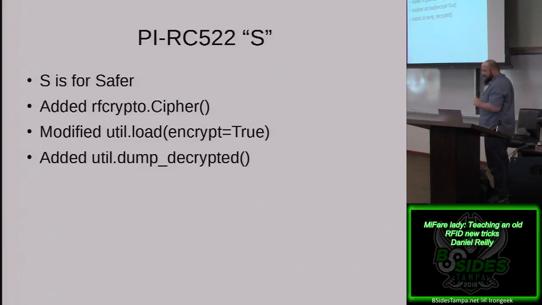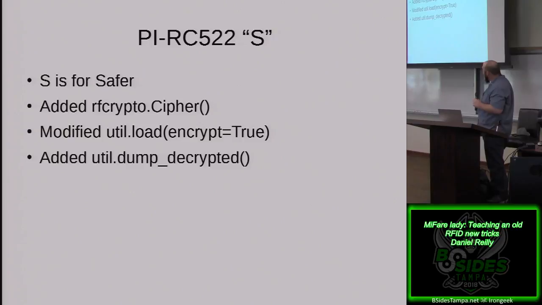At first I was going to say S is for secure, but that's silly because then people will go break it. So S is just for safer. It's safer to use one that supports encryption than one that doesn't, right? That's a valid claim. Alright, and then they were using a util.load, which is their write function to the card.